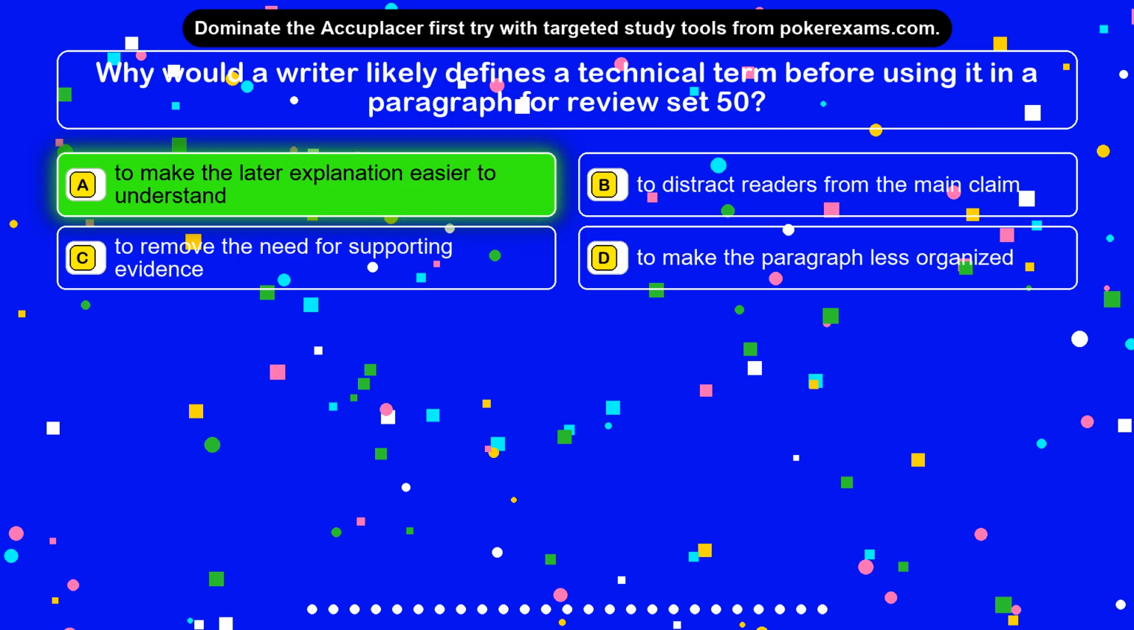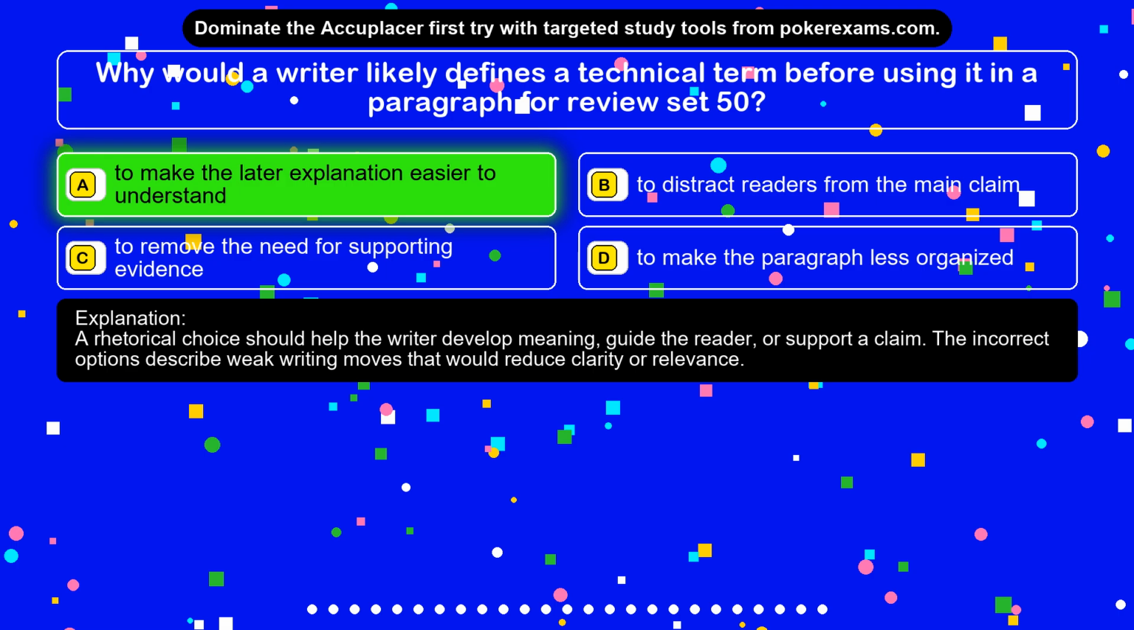The correct answer is option A, to make the later explanation easier to understand. A rhetorical choice should help the writer develop meaning, guide the reader, or support a claim. The incorrect options describe weak writing moves that would reduce clarity or relevance.